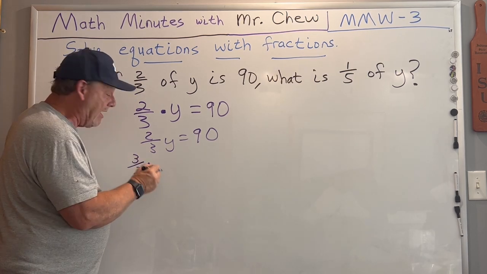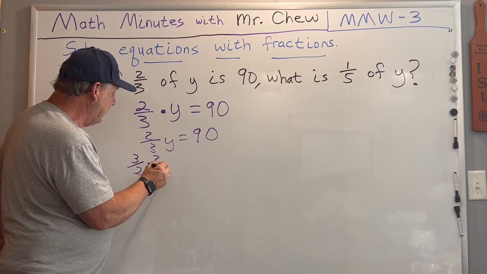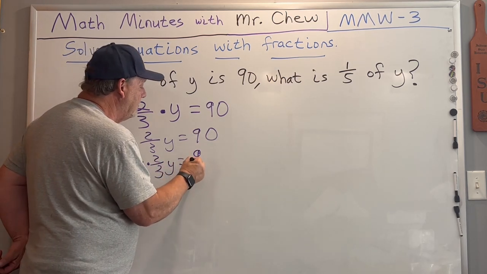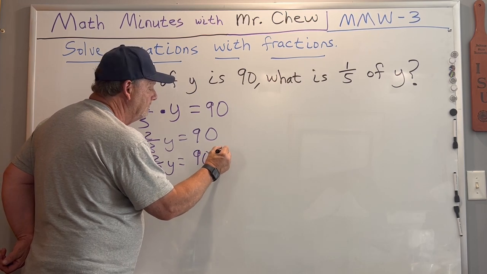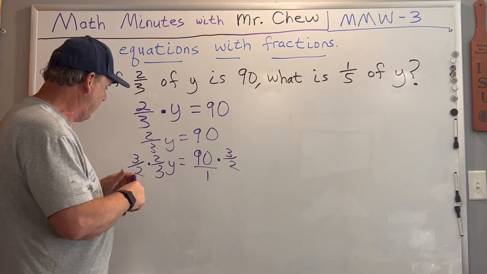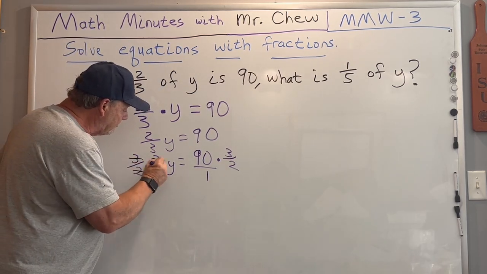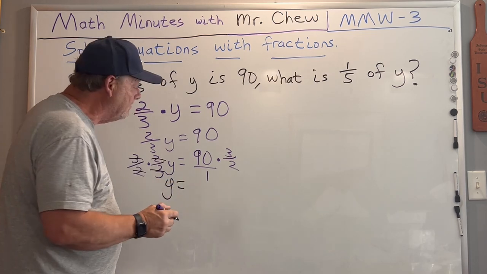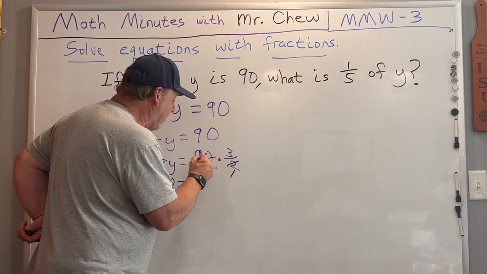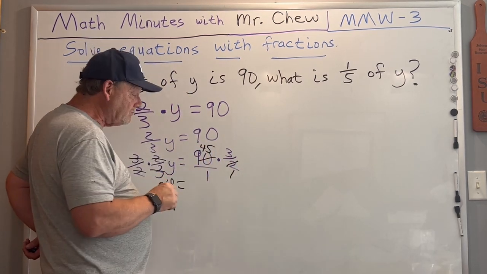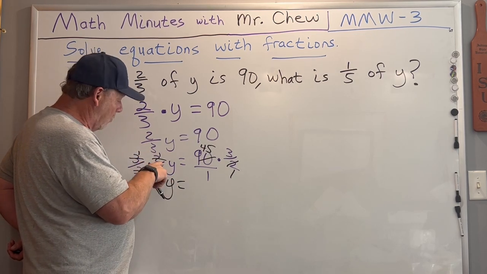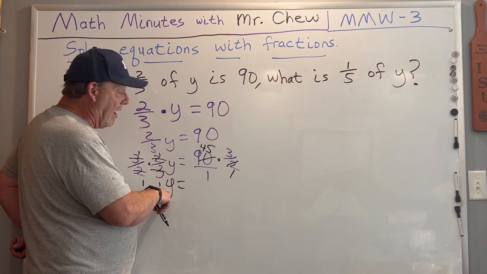So I multiply the left by 3/2 and the right by 3/2. But I put this over 1 so that I can do my canceling of fractions here. Well, these cancel so that I have my y, which is what I want. The 2 and the 90 have a common factor of 2, so I can cancel a 2 here. This becomes a 45. And so this is 1 times 1 over 1 times 1, which is 1 over 1, which is 1. So this becomes y.